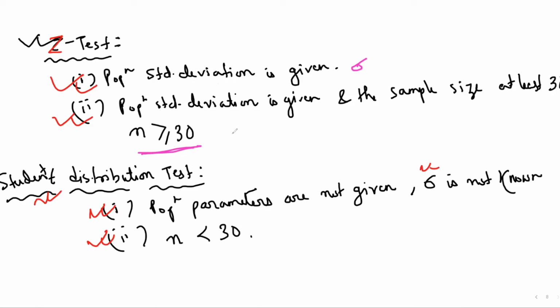Now we need to know the formulas. What is the formula for Z test? The formulas of both of them are very similar. The Z test formula is x bar minus mu divided by sigma divided by root n. n is the number of samples, sigma is the population standard deviation, x bar is the sample mean, and mu is the population mean.